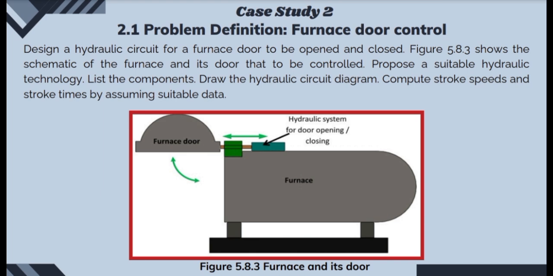The furnace door's function is to seal and open the furnace to allow material loading and unloading. The door helps retain the heat inside when the door is closed. And then, it provides access when it is open. The hydraulic system for door opening or closing is the green rectangle with the arrow pointing at it. Its function is to control the movement of the furnace door automatically. It controls the door automatically.